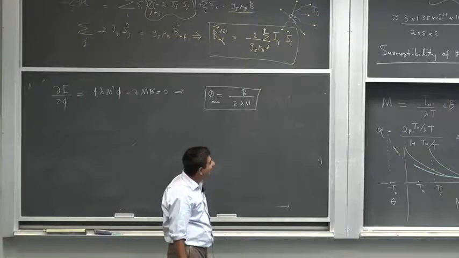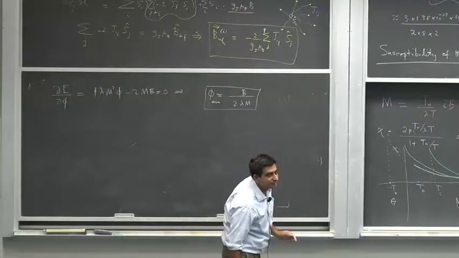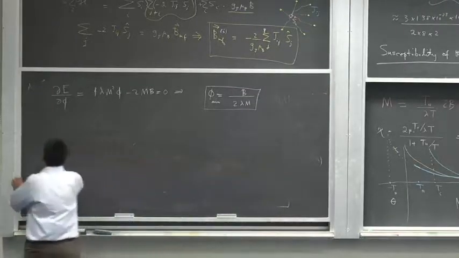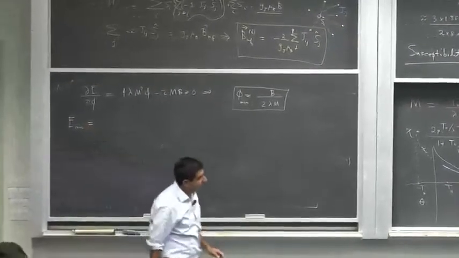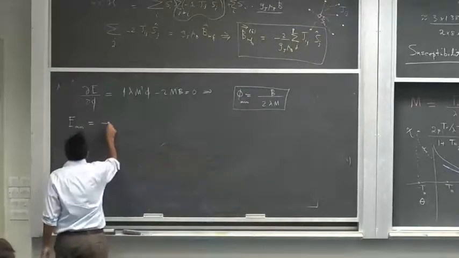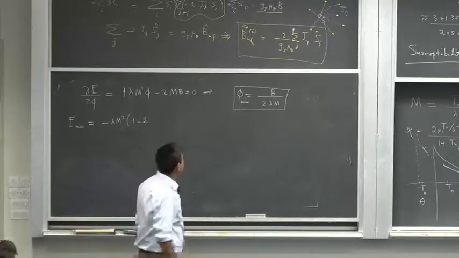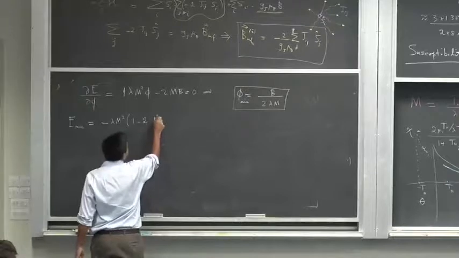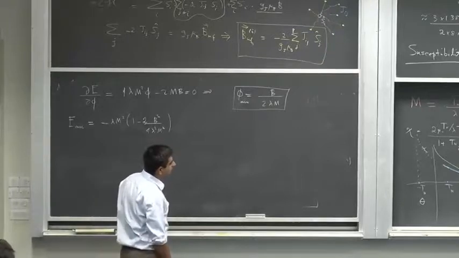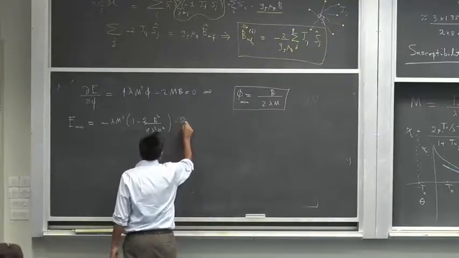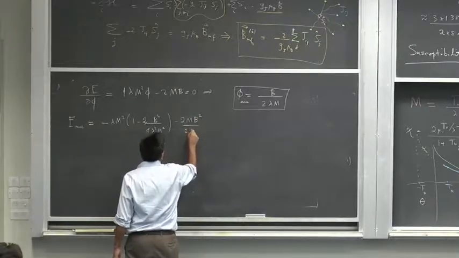Okay? Now what is the energy? For the energy, I put this back into the expression for the energy. So the minimum energy in the equilibrium state is going to be equal to minus lambda m square 1 minus 2 phi squared, I think, square of this, which is b square over 4 lambda square m square, minus 2 mb over 2 lambda m.